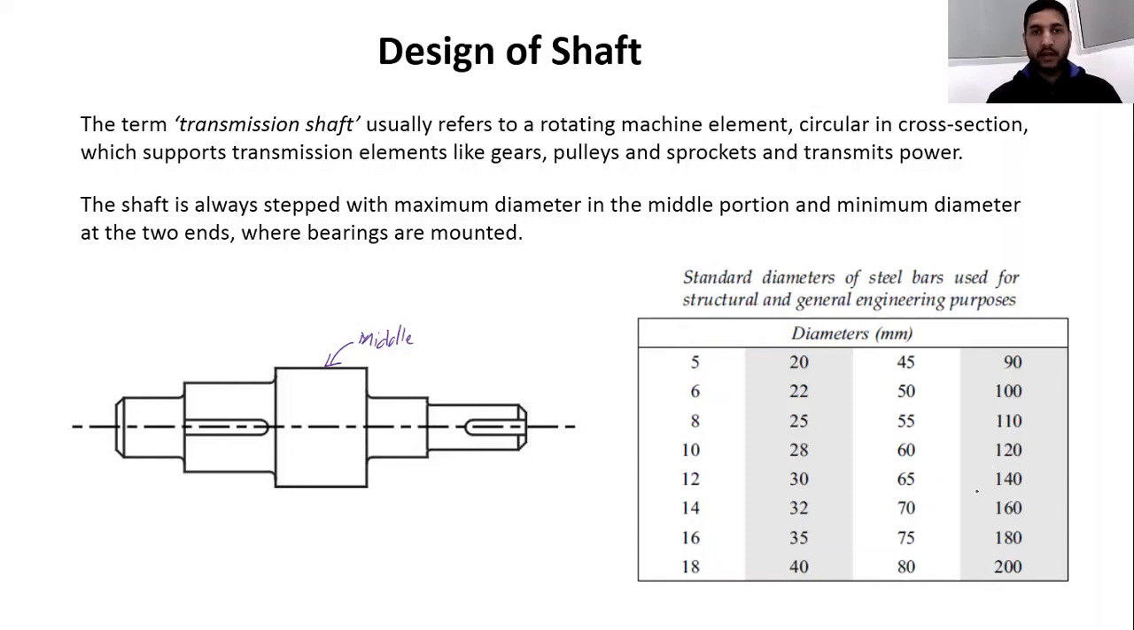Suppose we are designing the shaft, and designing of shaft means that we are calculating the diameter of the shaft. And suppose after designing the shaft, we have calculated the diameter as 125 mm. So 125 mm is coming in between 120 and 140, so we will take the next value, that is 140. It does not mean that we are rounding off 125 as 140. In designing, our objective is to take the higher value. So if our value is coming 125, we will take the higher value as 140. So keep this in mind.